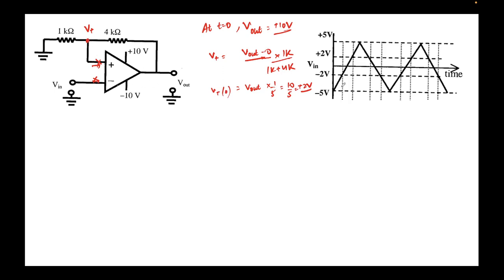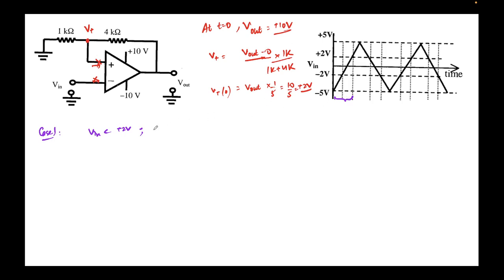Now at t equal to 0, we start applying an input triangular waveform. So the input waveform will start from here. What will happen is that this op-amp will behave like a comparator. This node is sitting at, I'm writing it in a different color just to illustrate. So, case one: when V in is less than plus 2 volts, right? This means in this part, in the purple region over here.